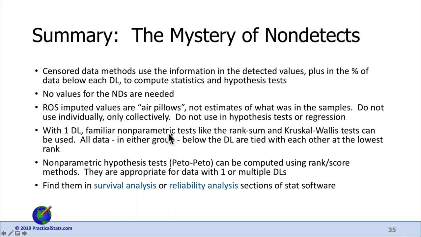With one detection limit, you can do familiar non-parametric tests like the rank sum and Kruskal-Wallis test. If there's more than one detection limit, those other tests are available. They're just extensions of these tests to when you have multiple detection limits, but they're in the survival analysis package. They have these names that sound strange, like Peto-Peto, what's that? They've been used for decades in other disciplines. So you could find those in the software that you are able to use.